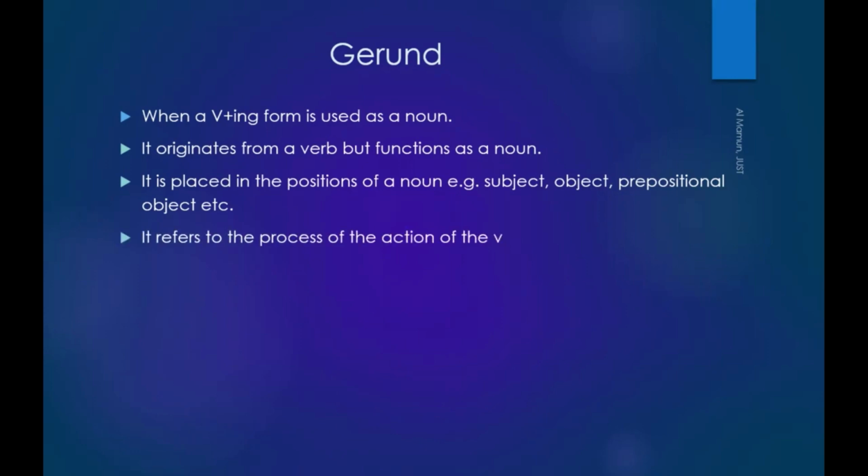A gerund refers to the process of the action of the verb. For example, subject, that is, in the place of a subject, you can have a noun as well as a gerund. Speaking is an exchange of ideas. So speaking is in the place of a noun, and here it functions as a subject.